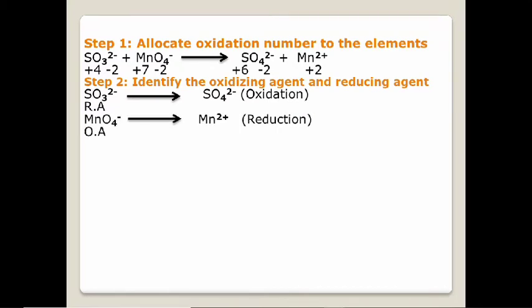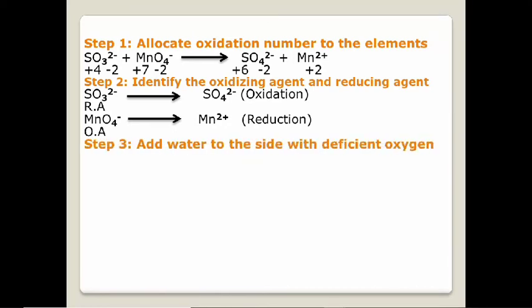Alright. The next step is to add water molecule to the side with deficient oxygen. Looking at the 2 reactions, you will find out that the oxygen atoms is not balanced in any of it. And to balance the oxygen atom, we need to introduce water molecule, H2O, to the deficient side. Now I want to start with the oxidation reaction first. Okay, so we've added water molecule to the sulfite ion.